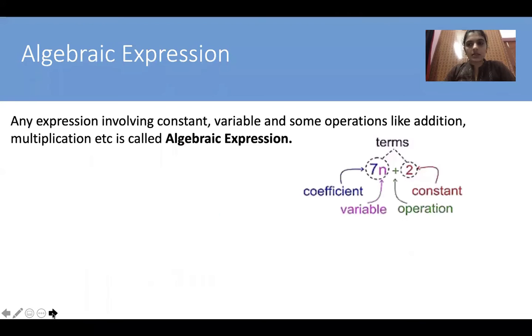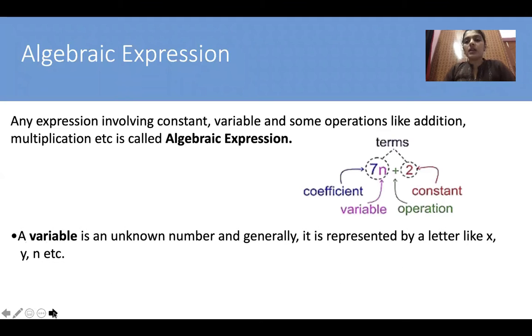First is algebraic expression. An expression involving a constant, a variable and some operations like addition, subtraction and multiplication is called an algebraic expression. A variable is an unknown number, and generally we represent it by a letter such as x, y, n, or a.